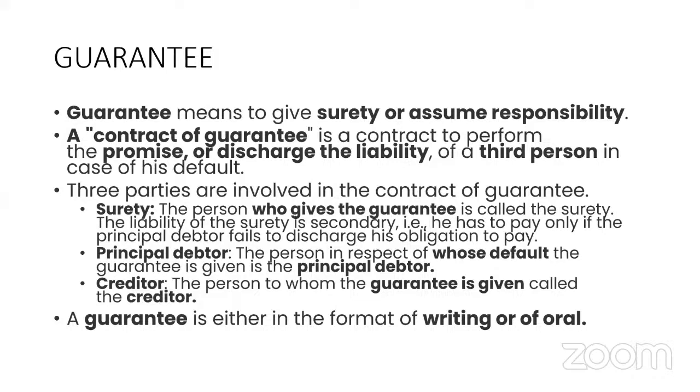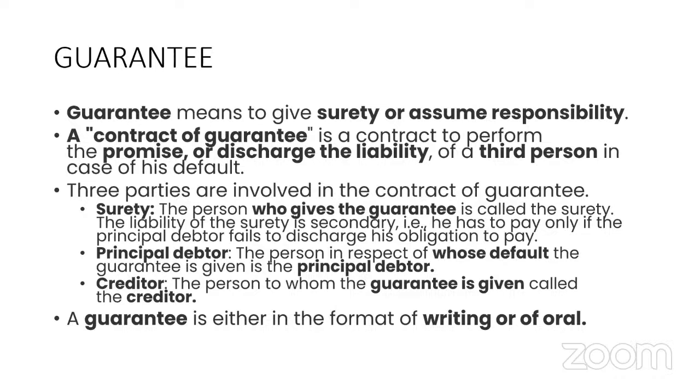So like I told you, there are four different types of special contracts that we're going to discuss in today's class. Special contracts, not special agreements, I'm sorry. The first one was indemnity. The next one is guarantee. So what is guarantee? Guarantee means to give surety. Guarantee means to take up responsibility. So what happens in a contract of guarantee? A contract of guarantee is a contract to perform the promise or discharge the liability of a third person in case of his default.